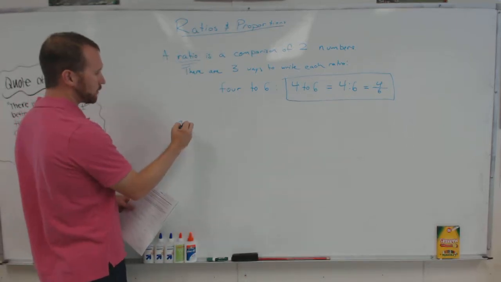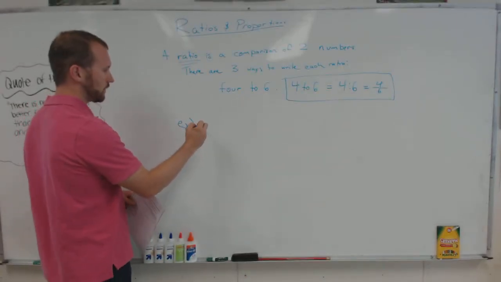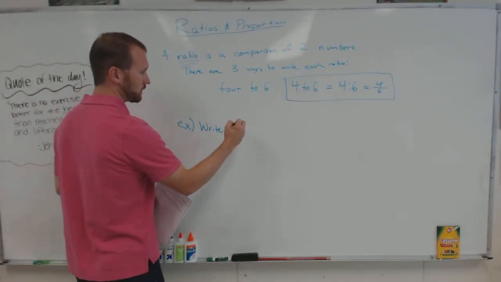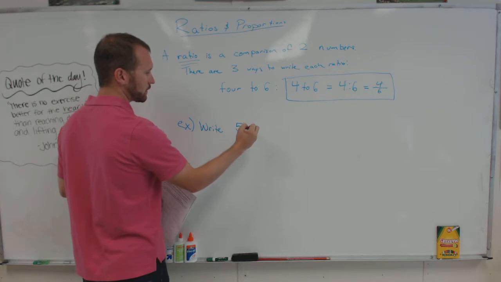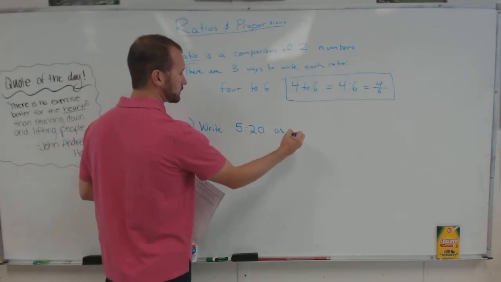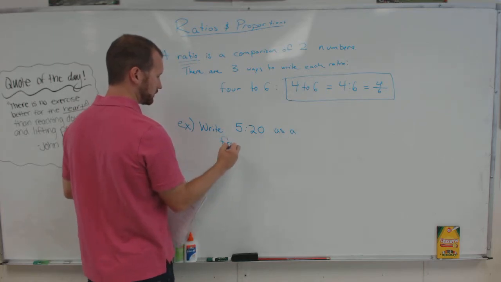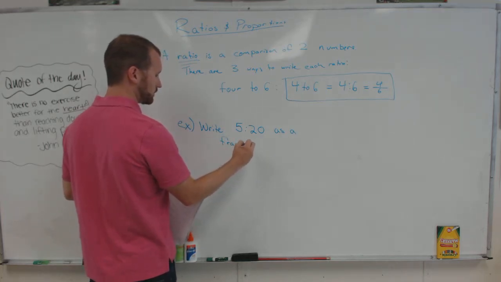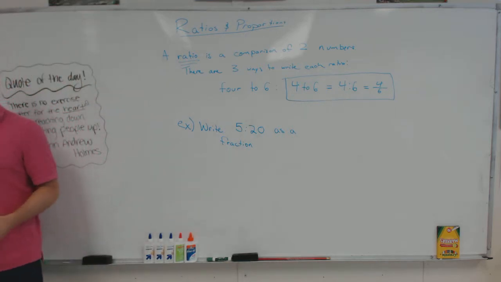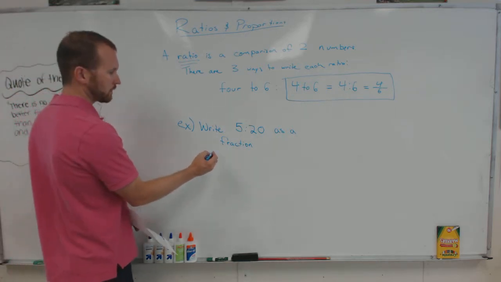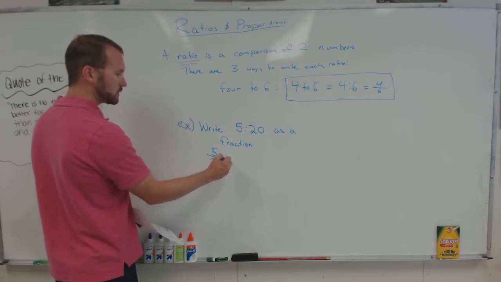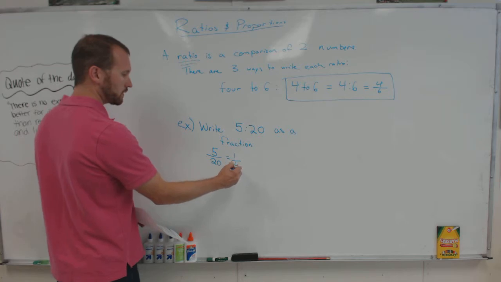So one more example. Write this ratio as a fraction. How would you do that? London: 1 to 4 or 5 to 20? Okay. Yeah, so we could just write it like this, but that's also equal to 1 to 4.